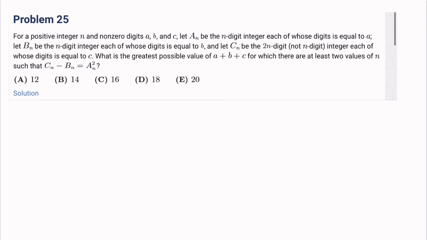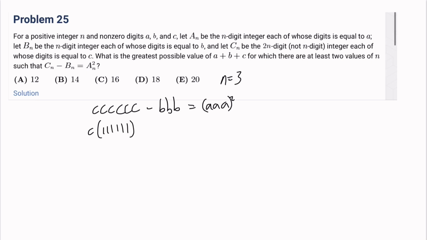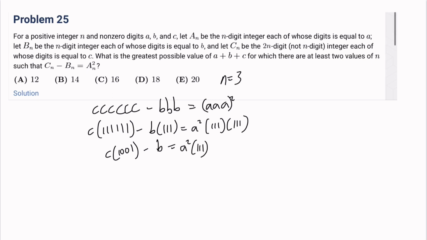Okay, so for better visualization, let's just say that n is equal to 3. Then C_n is 2n-digit, so it's c minus b, and this is equal to a squared. So this is c times 111111 minus b times 111 equals a squared times 111 times 111. If we divide out 111 from everything, that gives c times 1001 minus b equals a squared times 111. Let's look for values of a, b, and c for which this is true.